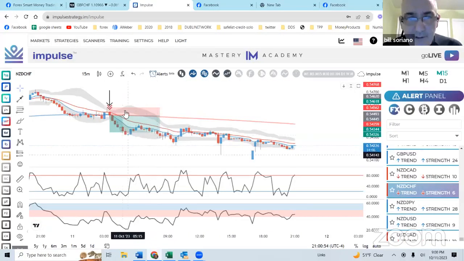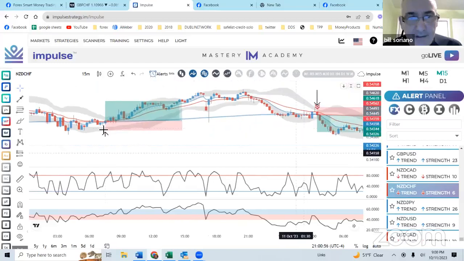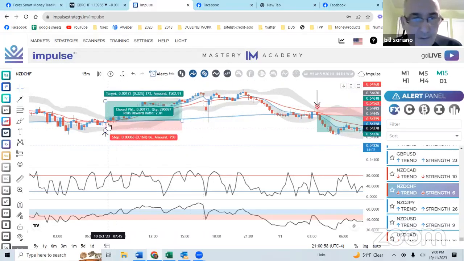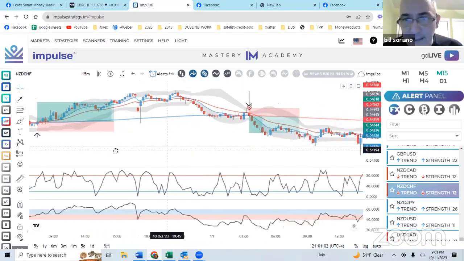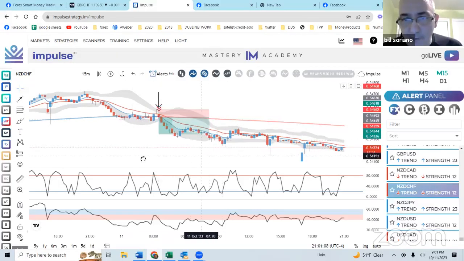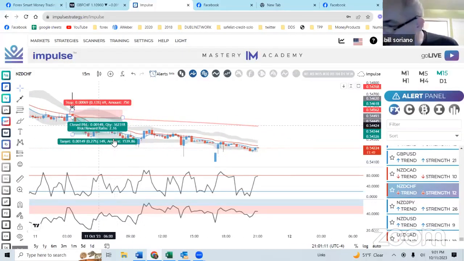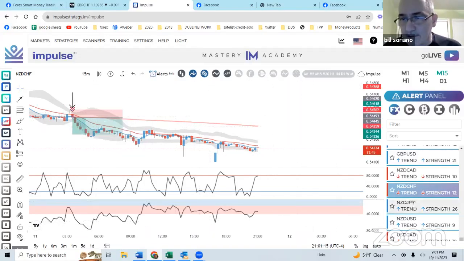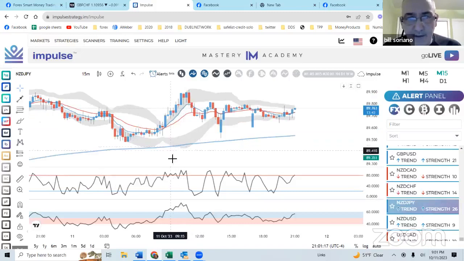NZDCHF, here's another winning trade. We had a winning trade right here, went off a buy on the 10th at 7:30 a.m. And then we got the sell go off here on the 11th at 3:30 in the morning. Both winning trades. One was a buy, one was a sell. 16 wins, 4 losses right now, guys. Just going through every pair and every trade.